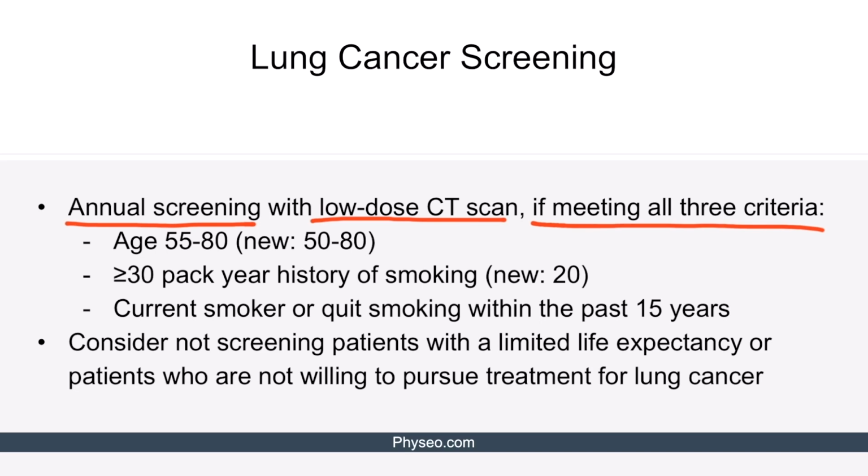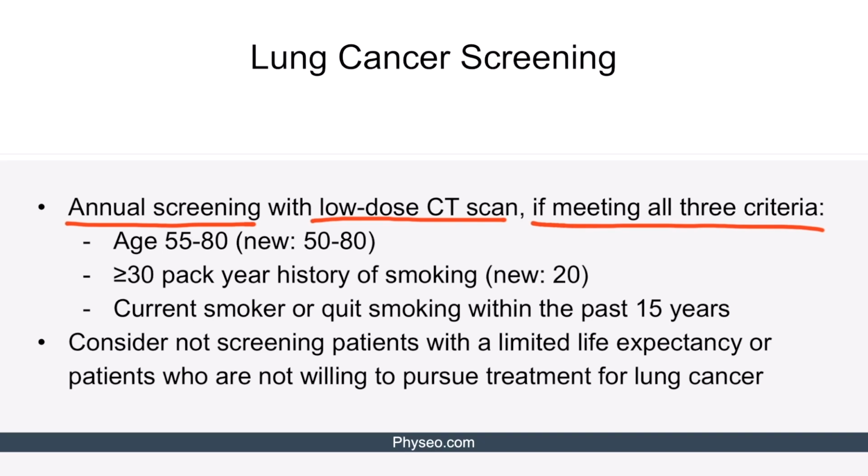But here's what you need to know about the new guidelines. The new guidelines introduce two key changes. First is to begin screening at age 50 rather than age 55. And the second is to screen people who have a 20-pack year history of smoking instead of a 30-pack year history. And the criterion regarding being a current smoker or having quit smoking within the past 15 years has not changed. So basically, what you can remember is that the new guidelines just decrease the threshold for which you would screen somebody. So you're actually going to be screening more people, younger people, so age 50 and 20 pack years instead of 30 or more pack years.